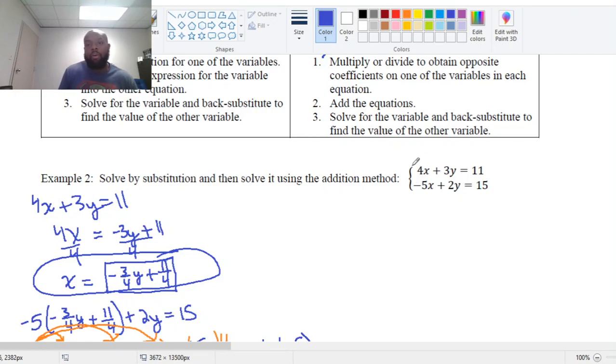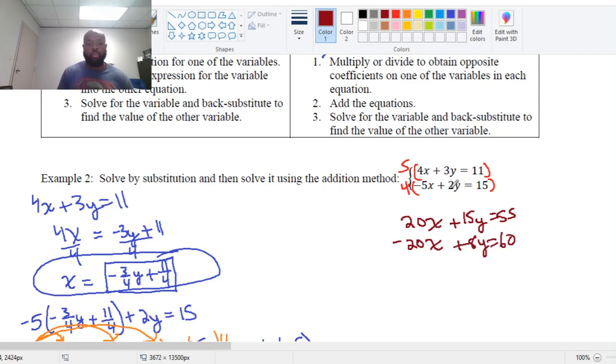So if I multiply both sides of this first equation by 5, and both sides of the second equation by 4, we get a 20 in front of that x, and a negative 20 in front of that x, right? If I do it for that term, I have to do it for every single term on both sides. So I'm going to get 20x plus 15y equals 55. And then here I get negative 20x plus 8y equals 60, right?